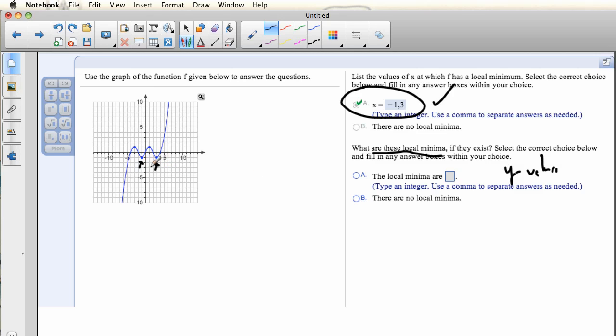And in this case, the y values are -1 for both of them. And so we can just put -1 there. There's no reason to write -1, -1. If -1 is the y coordinate, then that's all we have to type.